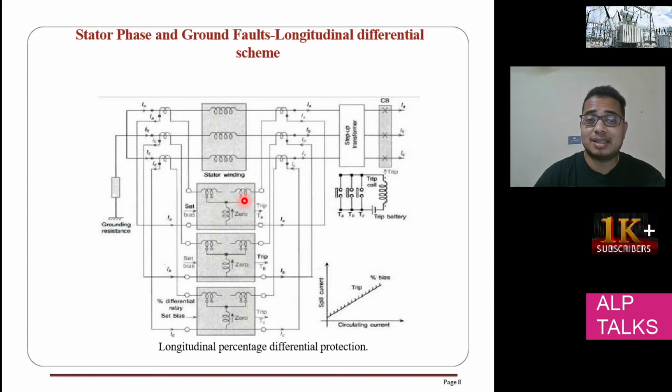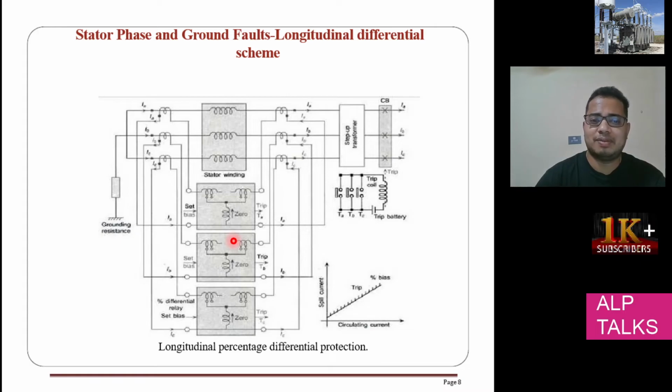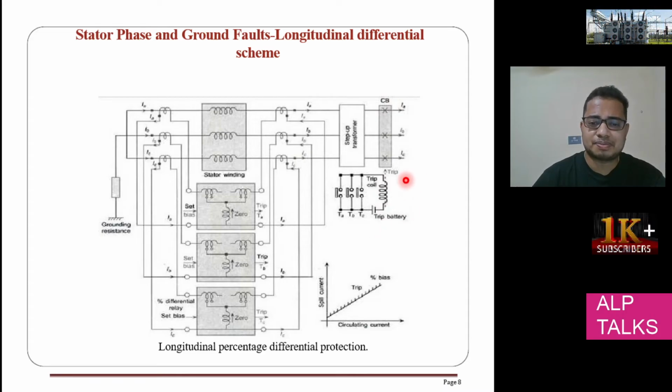But let's think that there is some fault in the internal winding. Then what happens? The current will be different in both the CTs. In that case, some operating current will flow through whatever coil is there. Then that coil will give a trip command to this circuit breaker. Then the circuit breaker will be cut out from the supply. So that is the thing.